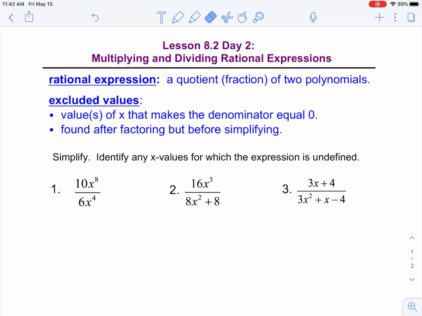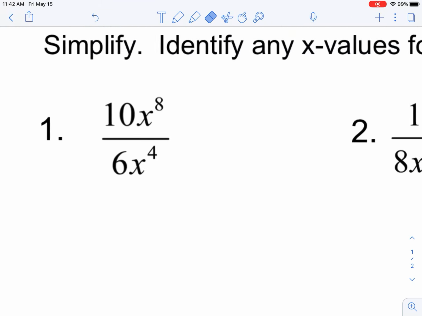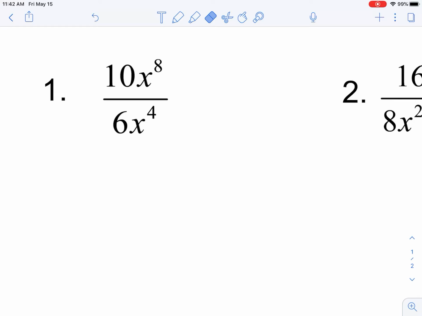So let's go over a few examples where we need to simplify and identify any x values for which the expression is undefined. So starting, let's take a look at number 1. There's nothing that we can really factor out right now, but we can take a look at our excluded values. So what I'm going to do is look at that denominator, and I'm going to write that off to the side and set it equal to 0.